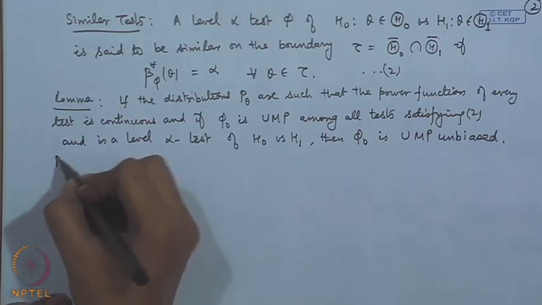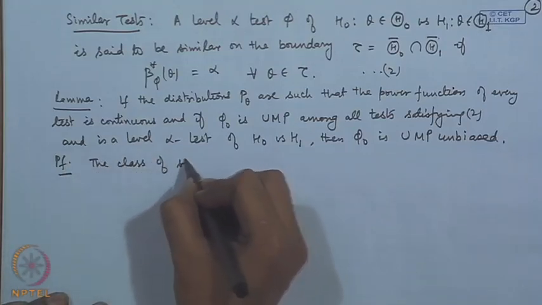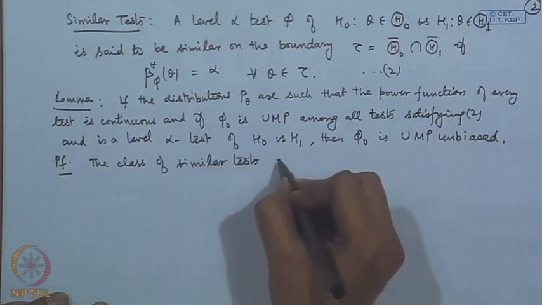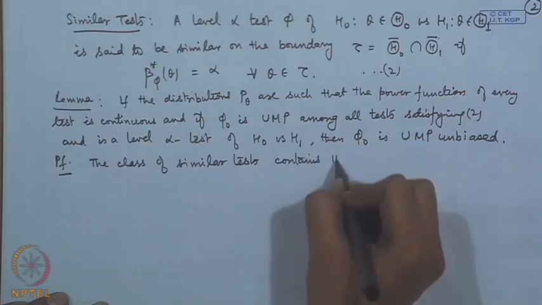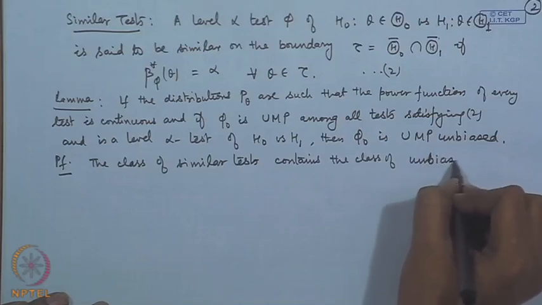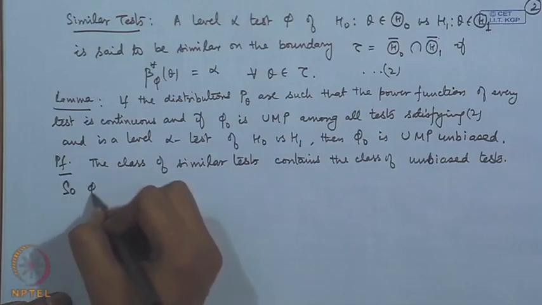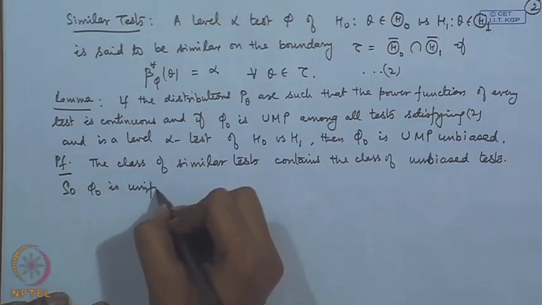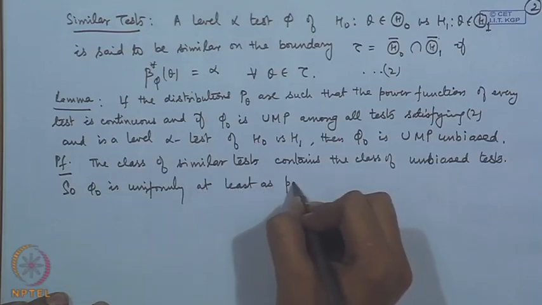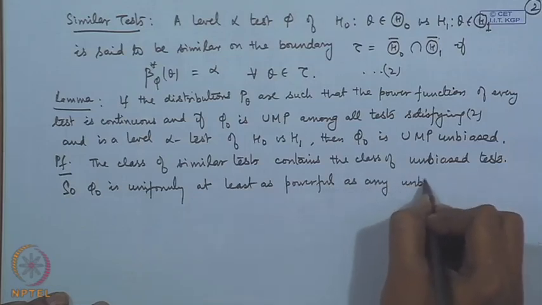So, let us look at the proof of this, which is quite simple. The class of similar tests contains the class of unbiased tests. So, phi naught is uniformly at least as powerful as any unbiased test.